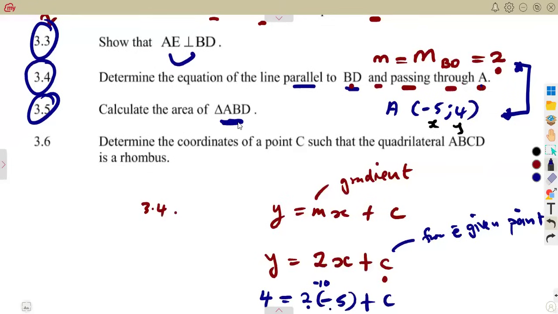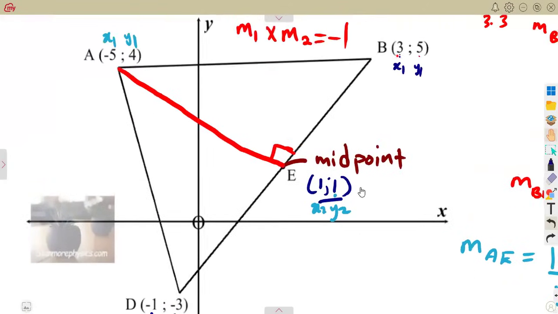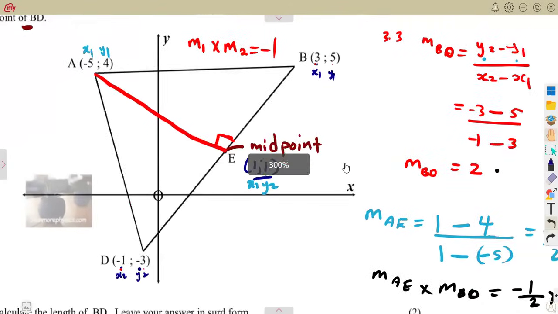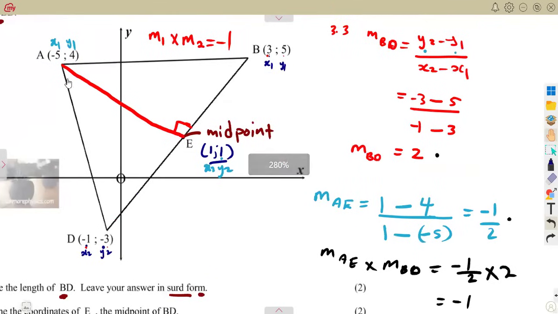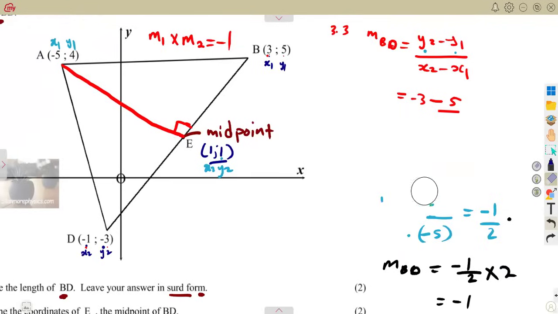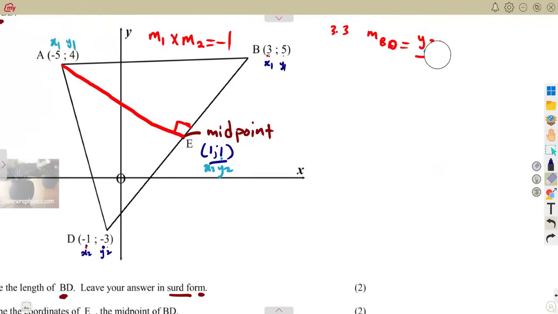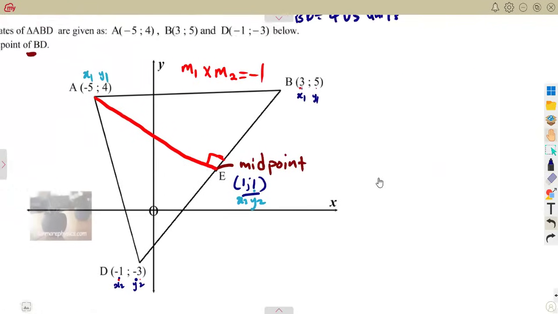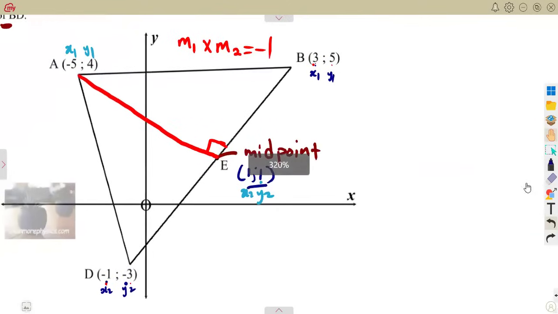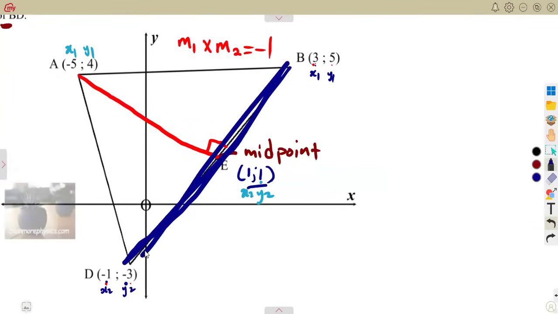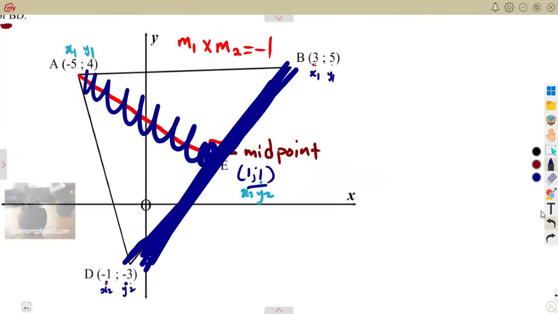3.5, calculate the area of triangle ABD. Okay, what is it about this triangle ABD? If you are to consider, remember we proved that AE is perpendicular to BD from this gradient concept that we were using. So we have already proved that this triangle is a right-angled triangle because of AE being perpendicular to BD, where BD is the base of the triangle and AE is the perpendicular height.